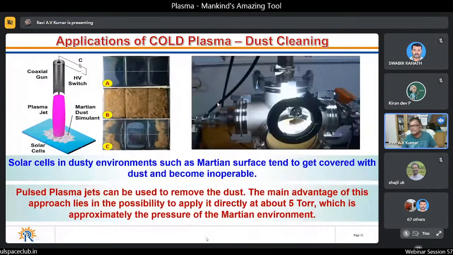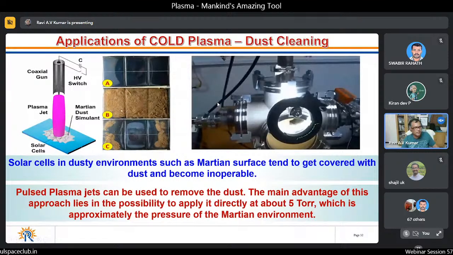Now, another very fascinating application which I saw was dust cleaning. Now, you may imagine a spacecraft is in, for example, Ingenuity on Mars. After many months, look at the image of the machine there. It is completely covered in dust, and the first rover is already dead because the solar cell is completely covered with Martian dust.